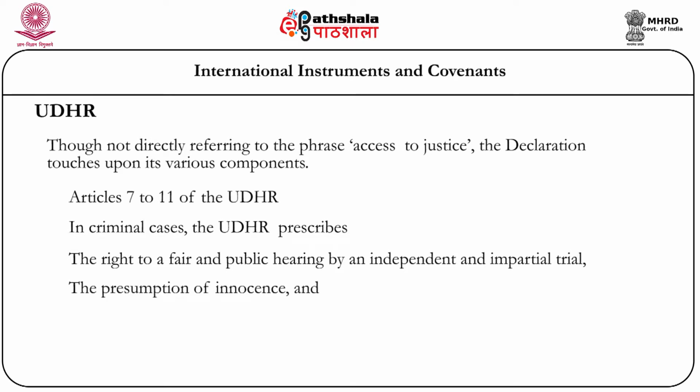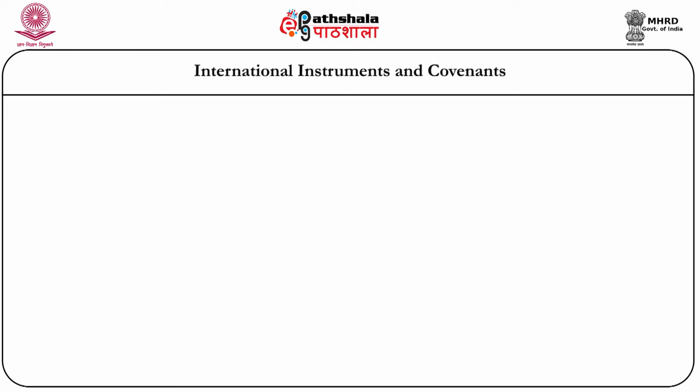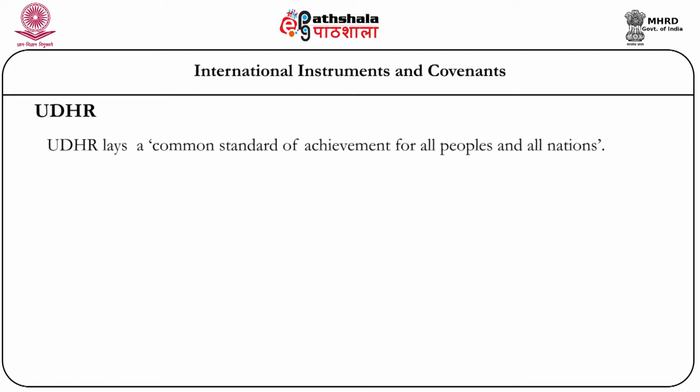The authority should presume that every person is innocent till his guilt is proved before the authority, with all the guarantees necessary for the defense. The authority should provide all the types of defenses the counsel or the victim or the accused person can use before the appropriate authority. UDHR lays a common standard of achievement for all peoples and all nations.